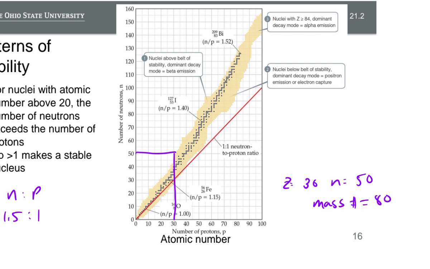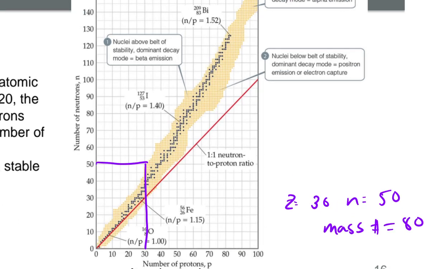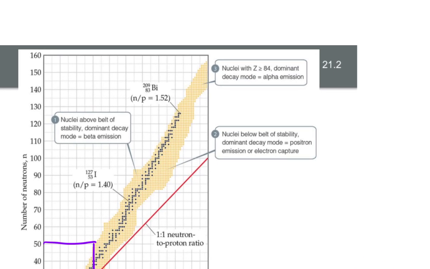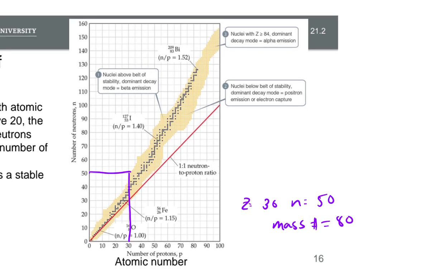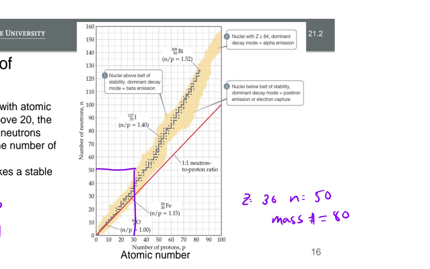And then once we get above nuclei with an atomic number of greater than 84, these nuclei tend to decay by alpha emission. So if we have atomic number greater than 84, alpha emission; above the band of stability, beta emission; below the band of stability, either positron emission or electron capture. So that's a useful tool for predicting types of decay.